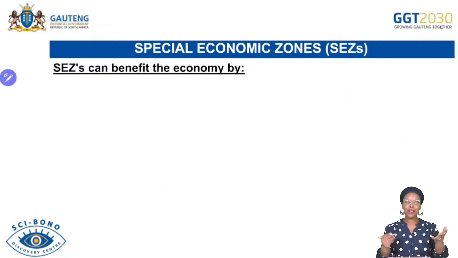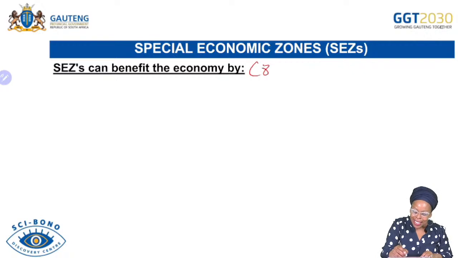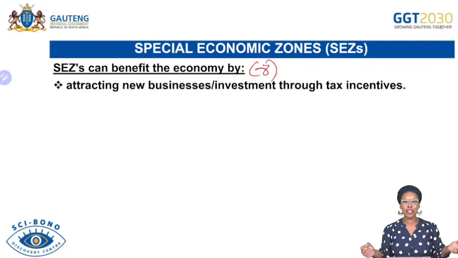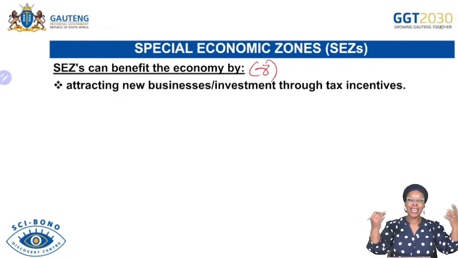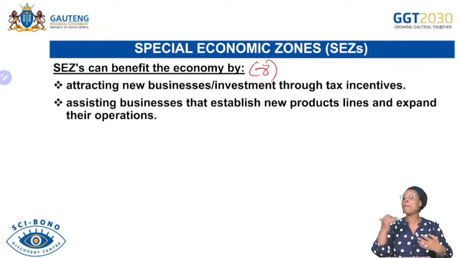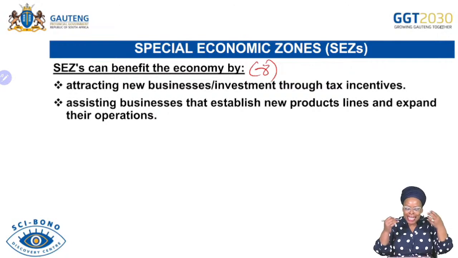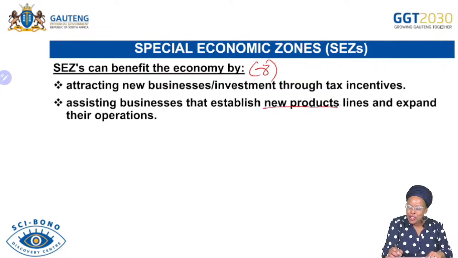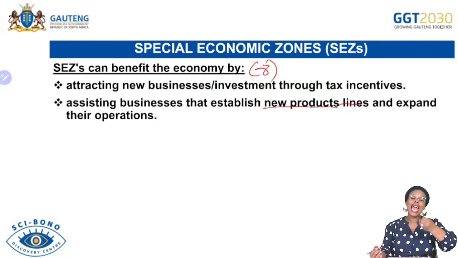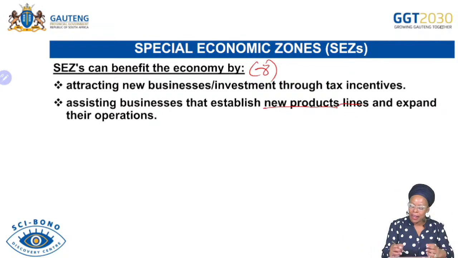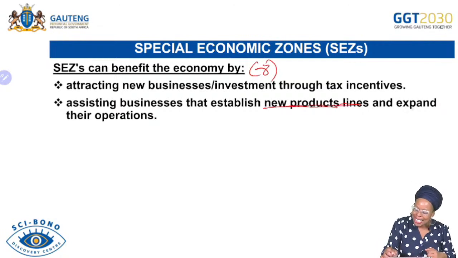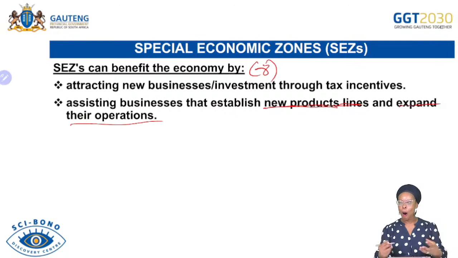Then you can be asked for 8 marks to briefly discuss or explain the benefit of SEZ in the economy. Number 1, we will benefit from SEZ because they will attract foreign investors who will establish industries in South Africa, in the neglected areas, in the underdeveloped areas where poverty is still high. They will also assist in establishing what? New product lines. They don't look at current product lines only. Even the establishment of new product lines, and they further expand their operations.